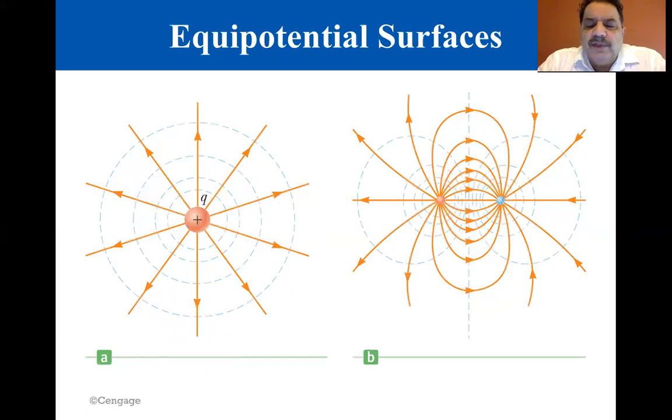We can represent equipotential surfaces by drawing equipotential contours, which are two-dimensional views of the intersections of the equipotential surfaces with the plane of the drawing, like in the figure shown here. We generally refer to equipotential contours simply as equipotentials. In the figures, notice that the equipotentials shown in blue are perpendicular to the electric fields, which are shown in orange.